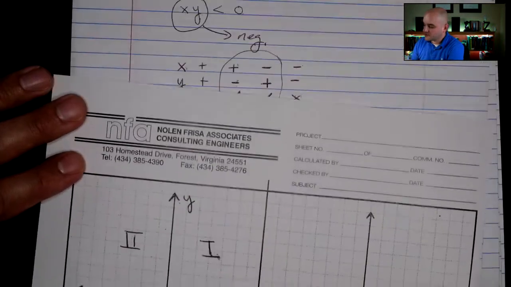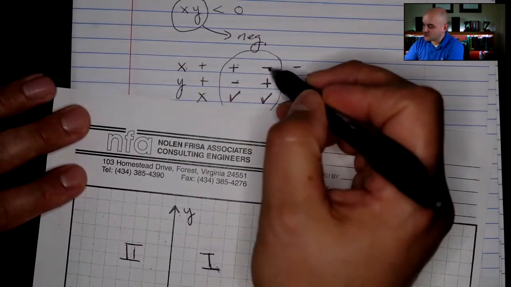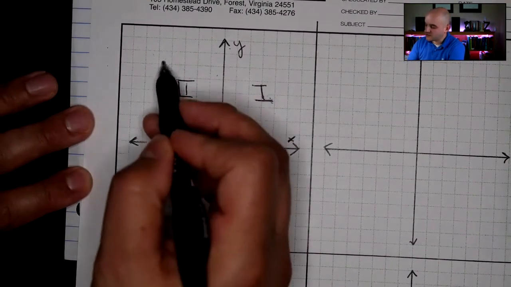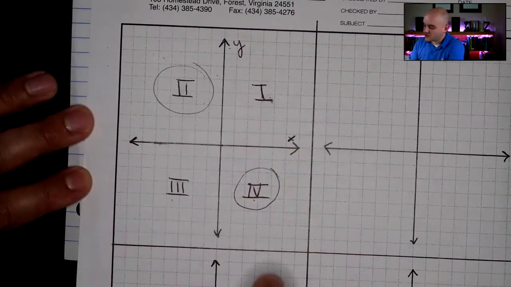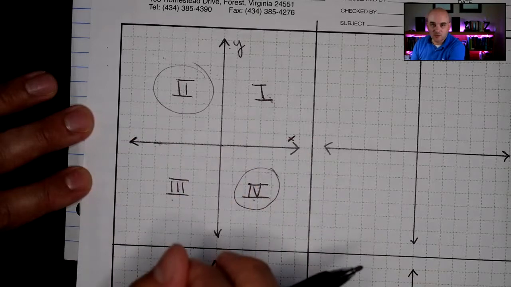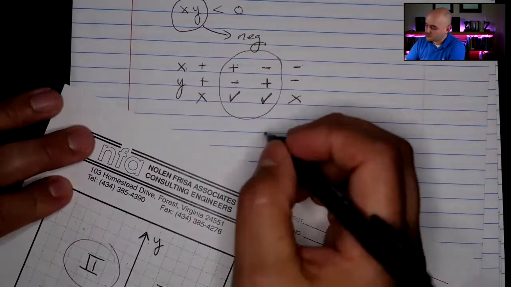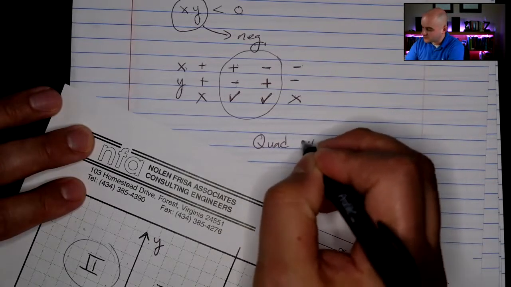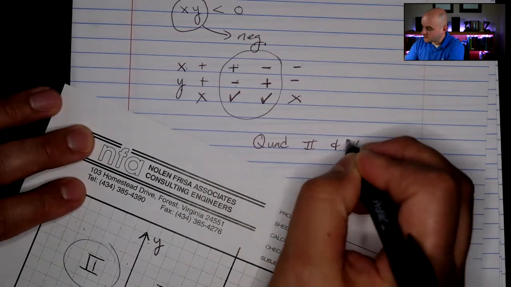And then we had this other case right here when X could be negative and Y is positive. X is negative over here, Y is positive up here. Our answer is two different quadrants it could be in. It could be in quadrant 2 and quadrant 4. So we just write down as our answer quadrant 2 and quadrant 4.